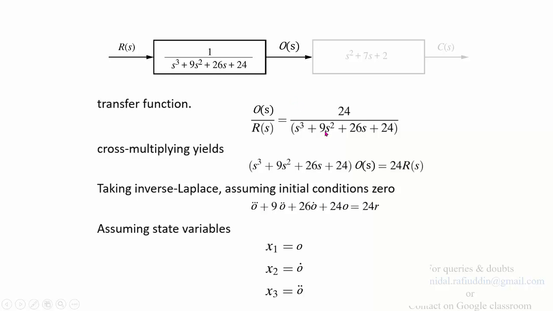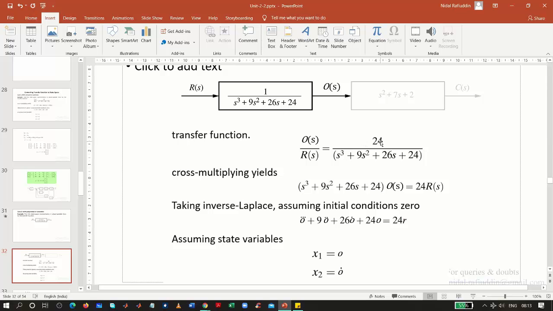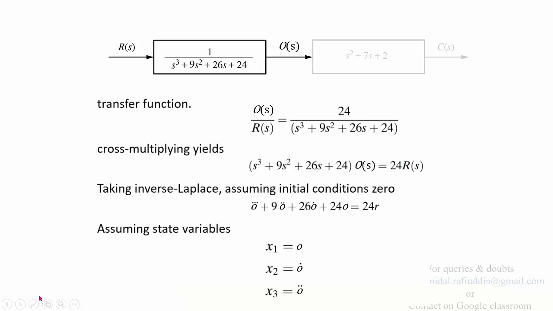I guess 24 shouldn't be here. So this 24 wasn't supposed to be here. Alright, so this is 1. So the transfer function is given as O by R equal to 1 upon s cube plus 9s square plus 26s plus 24.